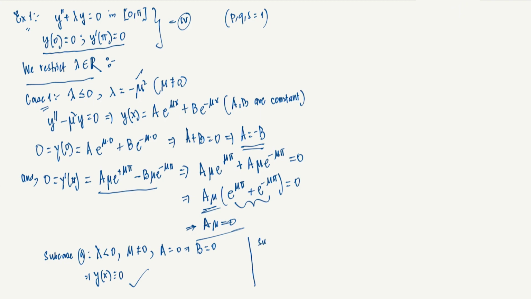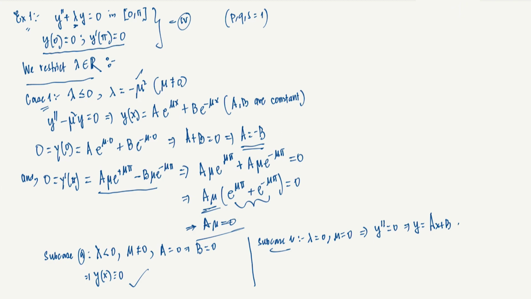Right. So let's look at this. Subcase B. What happens if lambda equals 0? If lambda equals 0, of course, mu is 0. If lambda equals 0, I basically have y double prime equals 0. So that will imply y double prime equals 0. And this will imply that y equals ax plus b. I think it is better to do it this way.